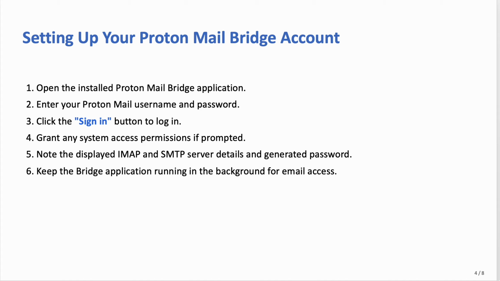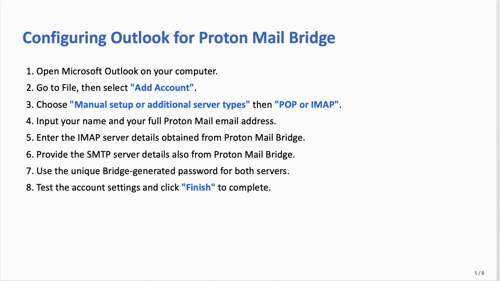For this, open the installed Proton Bridge. Click the option to sign in, grant any system access permission if prompted, and note the displayed IMAP and SMTP server details and generated password. Then, guys, configure your Outlook for the Proton Mail Bridge.